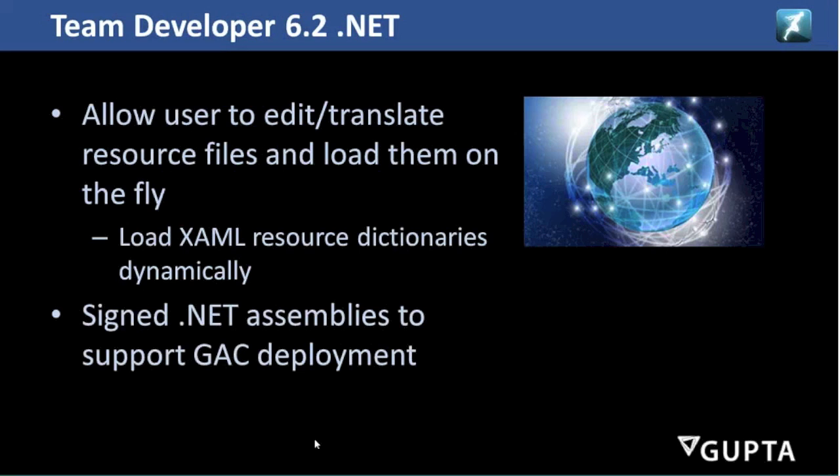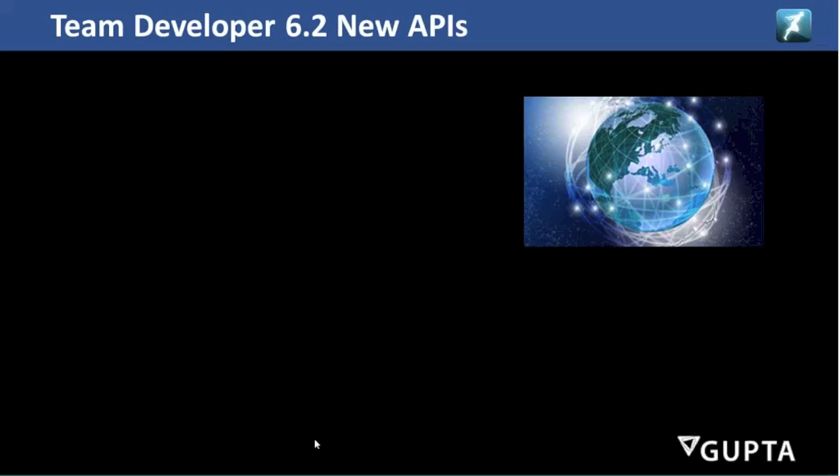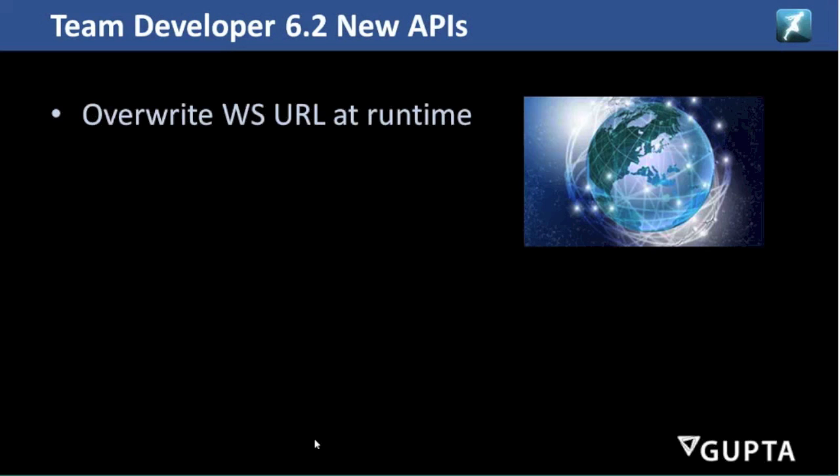You can create nice .NET assemblies so that you can support deployment of the assemblies in the global assembly cache of .NET or Windows. Other new APIs include override the web service URL at runtime. That is quite handy because if you start writing an application that consumes a web service, and that web service might be deployed on a testing server, later you want to deploy that on a production system, and you need to change the web service URL. So you can do that from your application code now without recreating a new web service interface DLL.